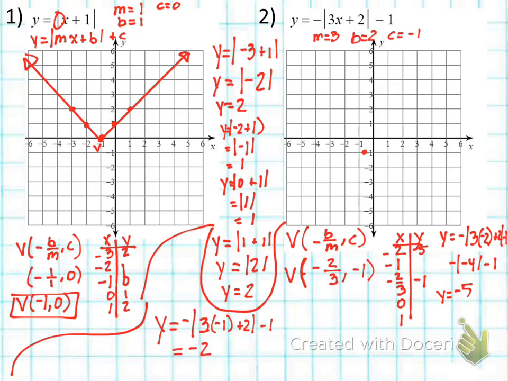So y is equal to -2. Then I'm going to put in 0. We got 3 times 0. So y is equal to negative absolute value of 3 times 0 plus 2, minus 1. 3 times 0 is 0, plus 2 is 2. Absolute value of 2 is 2, times negative sign is -2, minus 1 is -3.